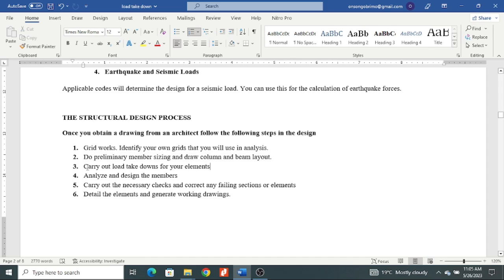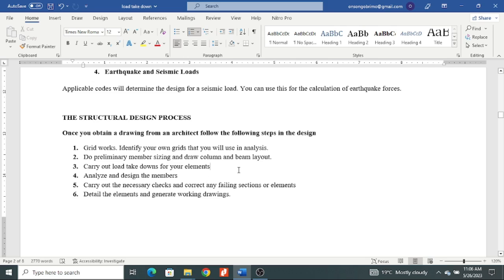Next is to carry out the load takedowns. After you have carefully preliminary sized your members, now start calculating the load takedowns from the roof. We actually start taking our loads from the roof to the foundation. But in this study today, I'm going to show you how we will take loads from our slabs to our beams.